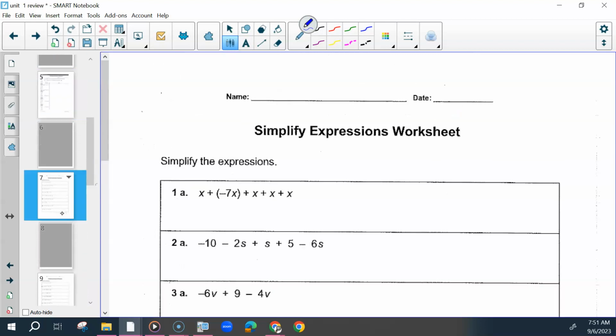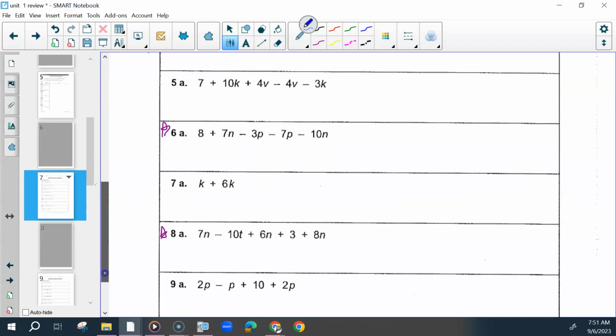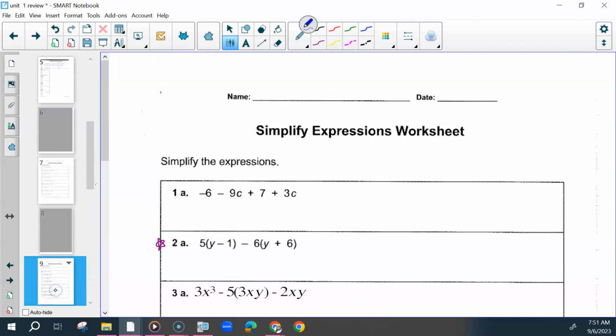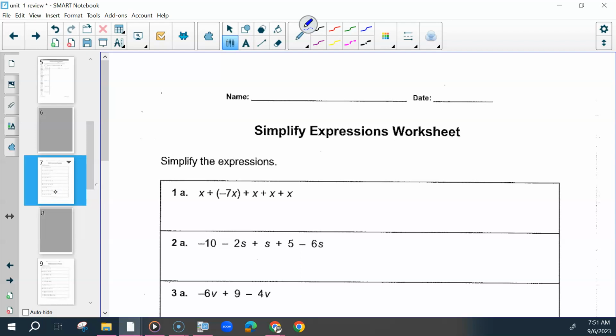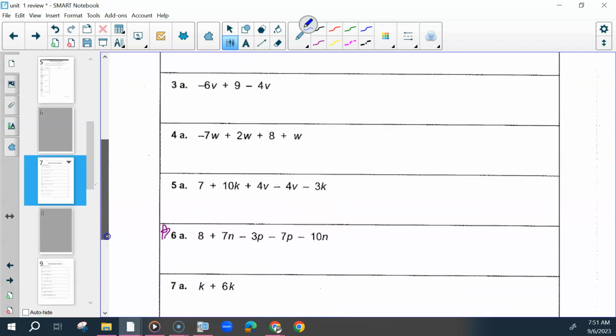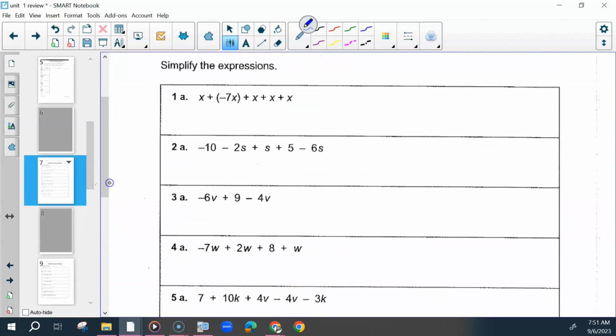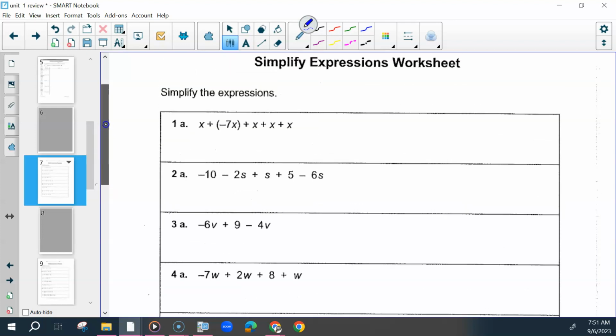And then here are some more simplifying expressions. Some of these are really just combining like terms, not distributing. The next page is more distributing, fractions, stuff like that. So we'll start with this first page. Any questions on this page? Number 1, sure.